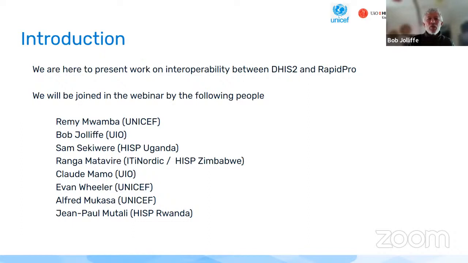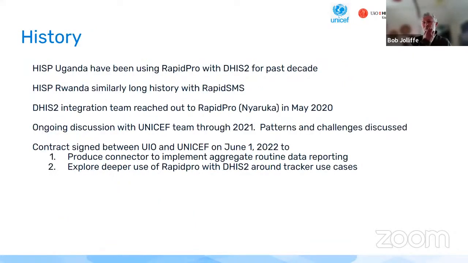All right. So, yeah, we're here to present work on interoperability between DHIS2 and RapidPro. There's quite a little bit of history to all of this. We know that HISP Uganda, for example, have been using RapidPro with DHIS2 for the past decade. And you'll see, in fact, it's based on some of that historical work that HISP Uganda have done that we got started with. We know that HISP Rwanda, Ministry of Health in Rwanda, should say, have a similarly long history with RapidSMS and are in the migration process to RapidPro.